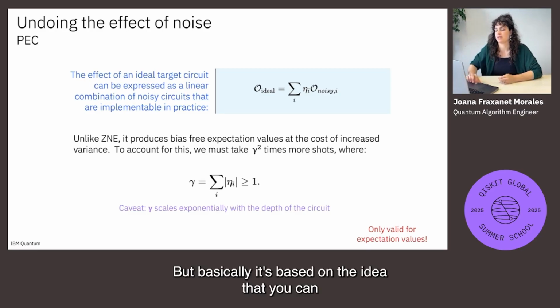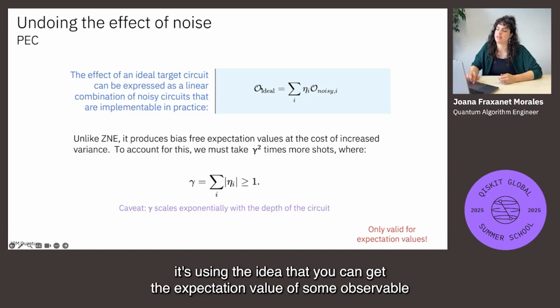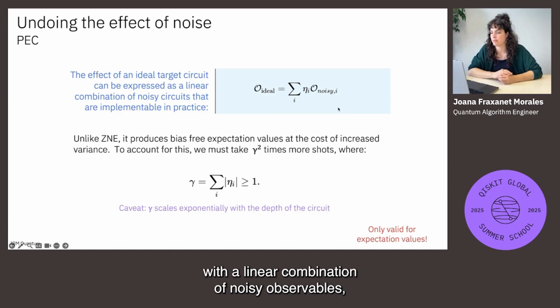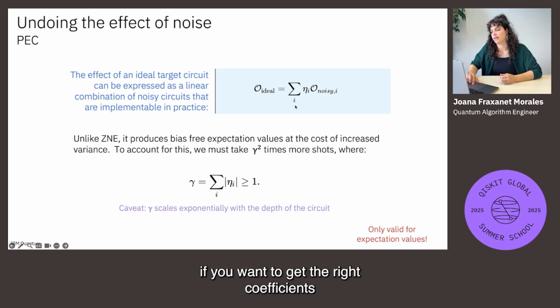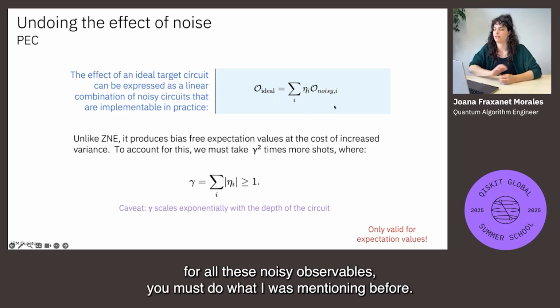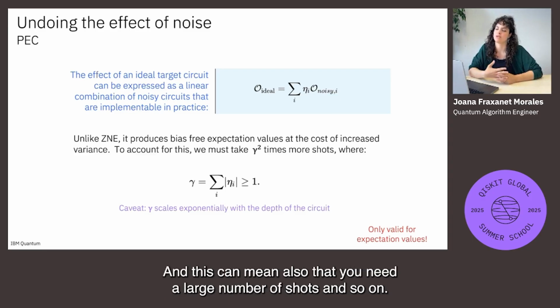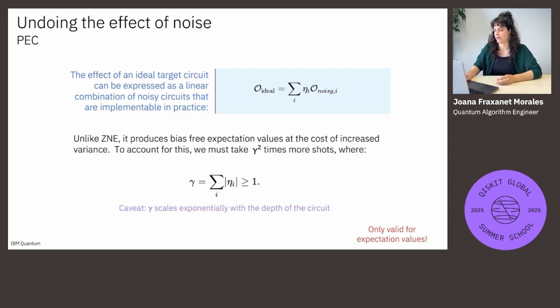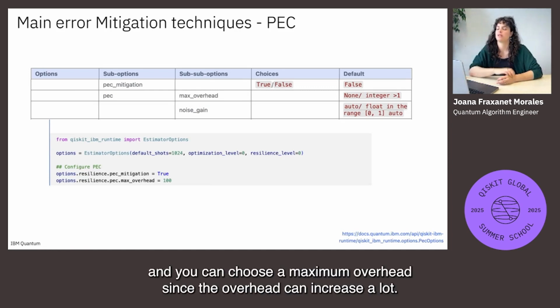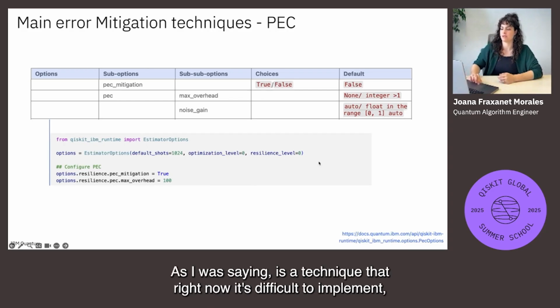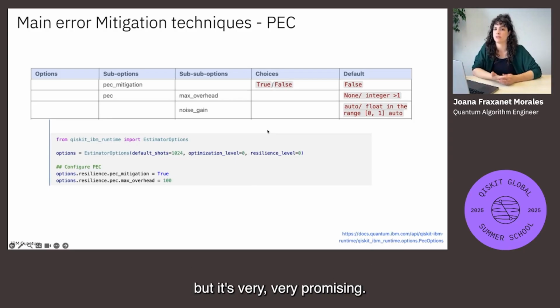But basically, it's based on the idea that you can get the expectation value of some observable with a linear combination of noisy observables. And then, if you want to get the right coefficients for all these noisy observables, you must do what I was mentioning before, and this can also mean that you need a large number of shots and so on. So for PEC, you need to activate PEC mitigation, and you can choose a maximum overhead, since the overhead can increase a lot. As I was saying, it is a technique that right now is difficult to implement, but it's very, very promising.